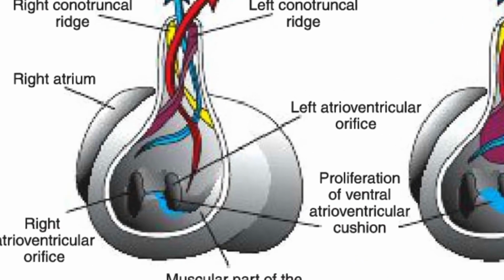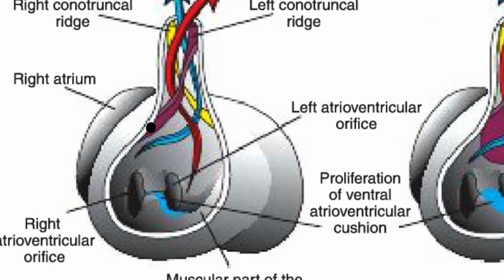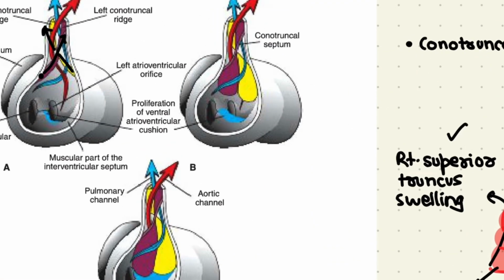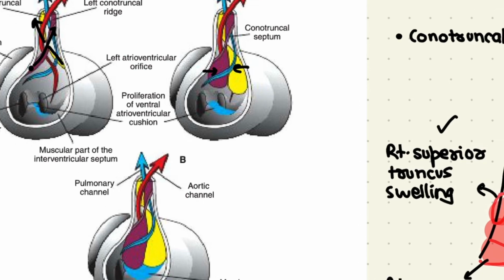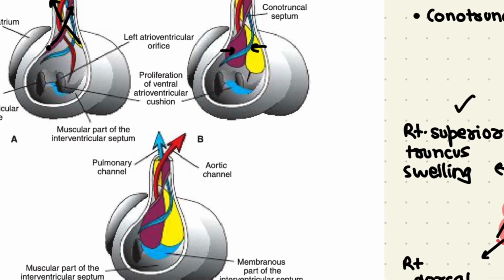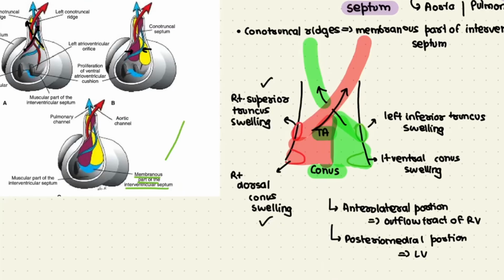As we can see here, we have these swellings. They will grow like this, in a spiral setting. And ultimately, we have the approximation of the conus swellings as well. And just one last thing, the membranous part of the interventricular septum is also being formed by these conotruncal ridges.